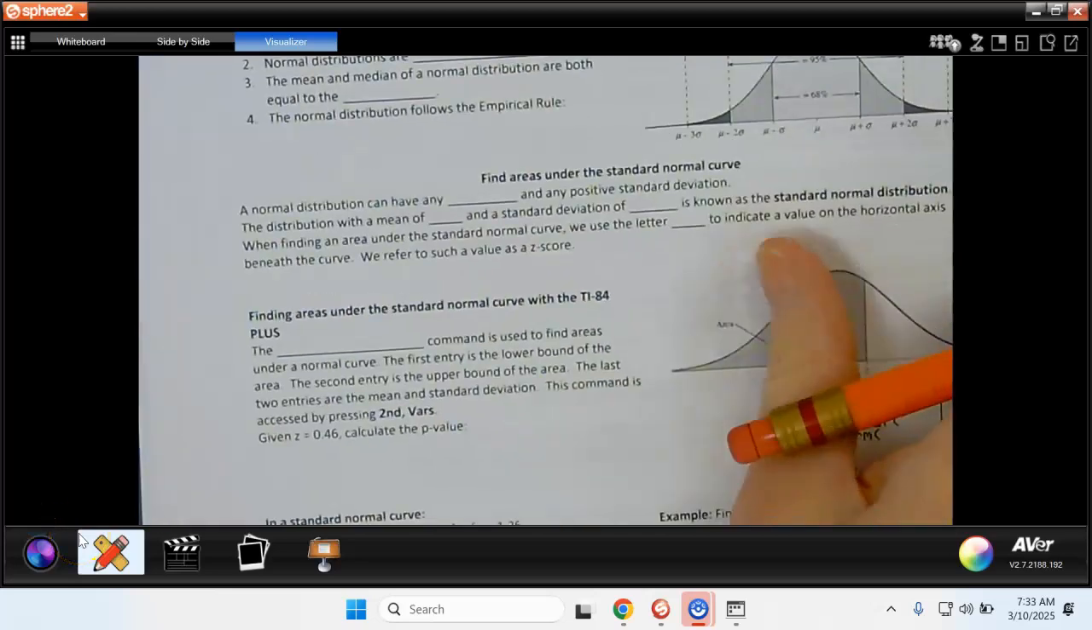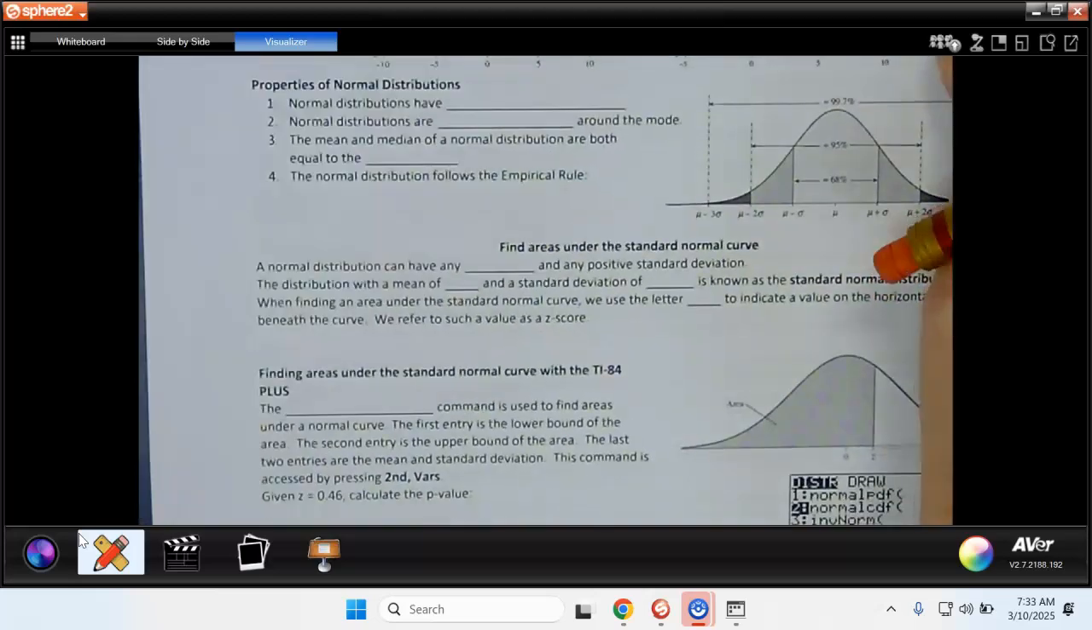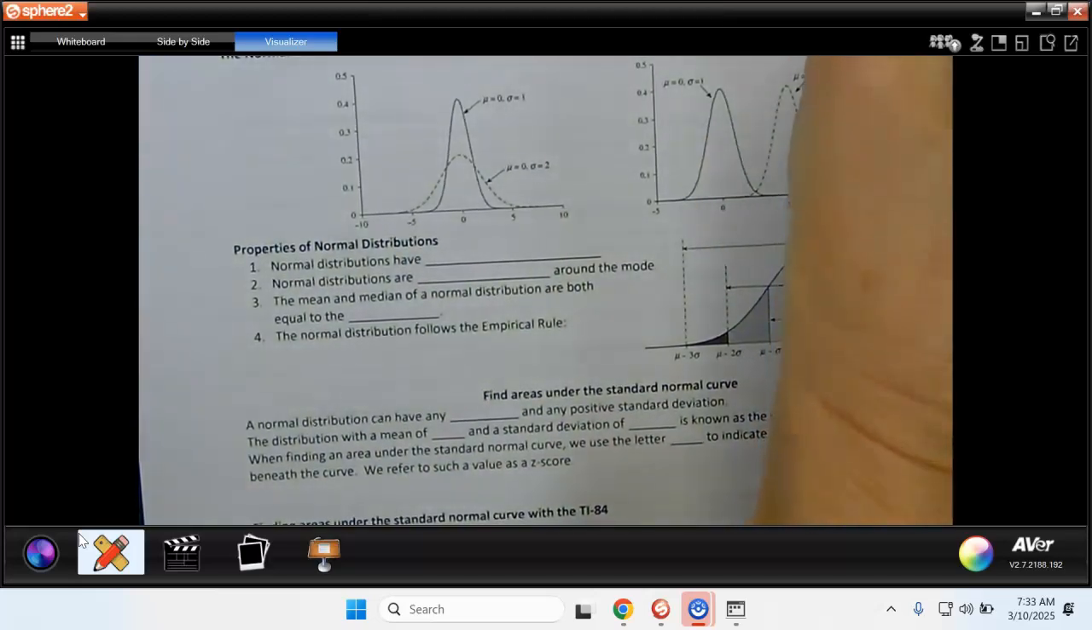Guys, have a note sheet? Okay, where are we here? 37.